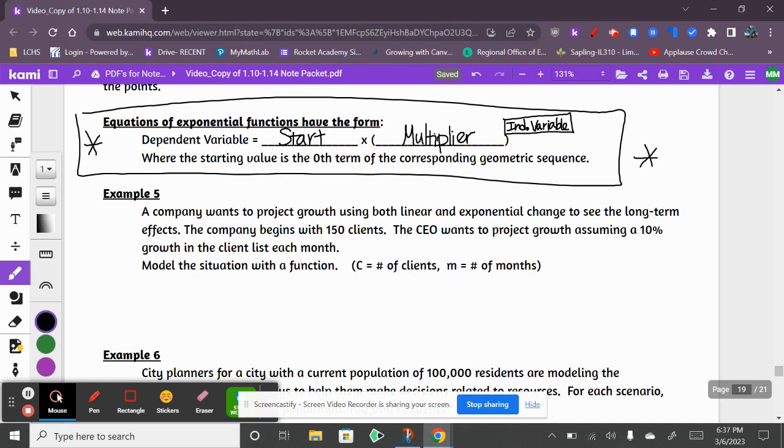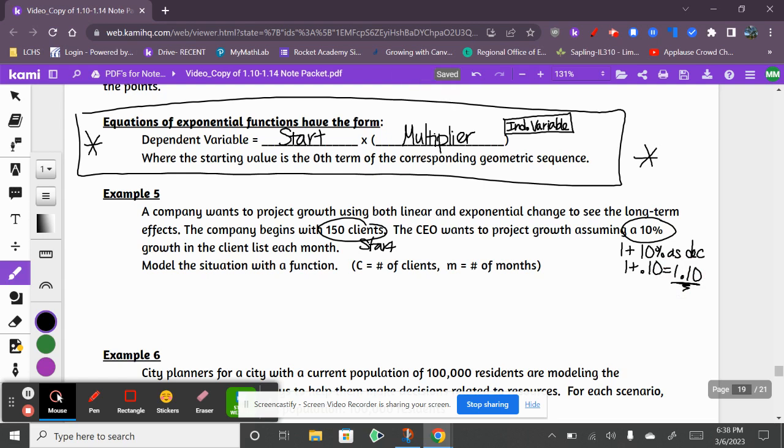Looking at this one, it says a company wants to project growth using both linear and exponential change to see the long-term effects. The company begins with 150 clients, so this would be our starting value. The CEO wants to project growth, assuming a 10% growth in the client list each month. So with our multiplier, this is going to be an increase. So it's going to be 1 plus 10% as a decimal, 1 plus 0.10. So we get 1.10. That is our multiplier.